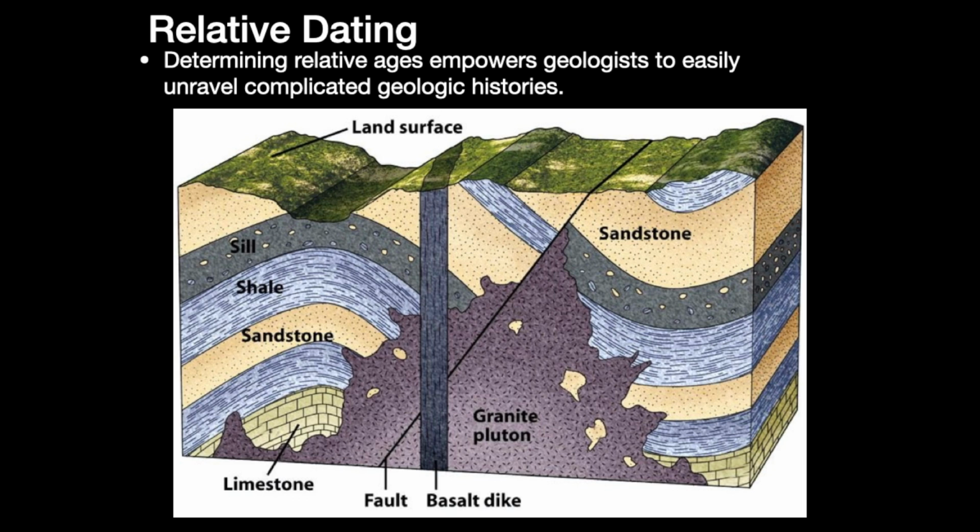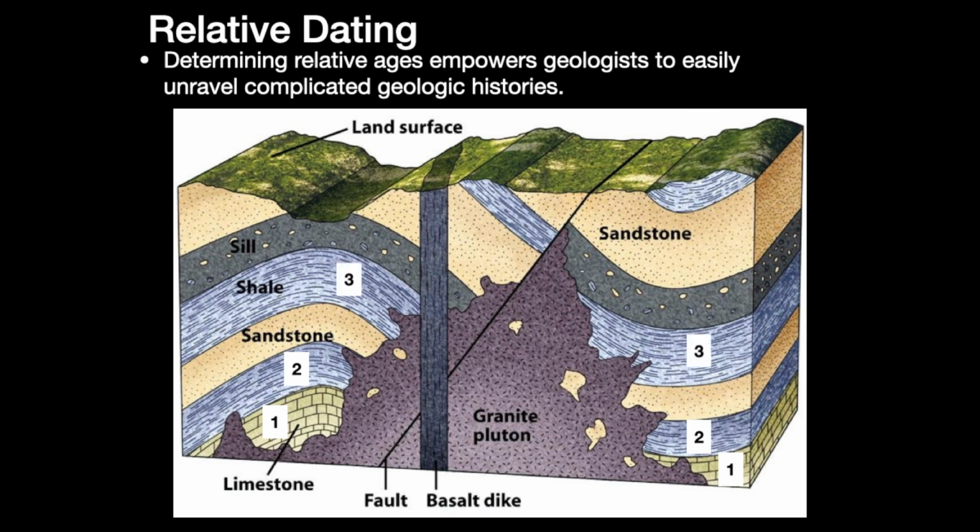Then, see if I can keep going here. It looks like the granite pluton would have come next, because the fault cuts through the pluton and through everything else. So the fault would have been the next thing. And then the very last thing to occur would have been that basalt dike because it cuts through everything else. I think I did that right. That was just off the cuff there, but let's give it a shot here. I think I put all the layers on here.